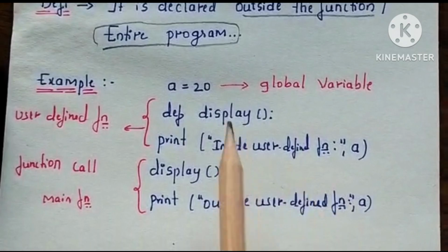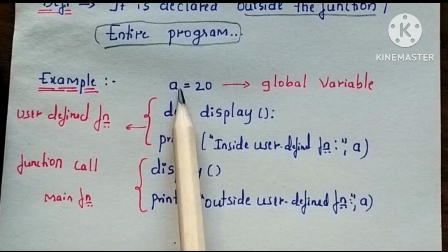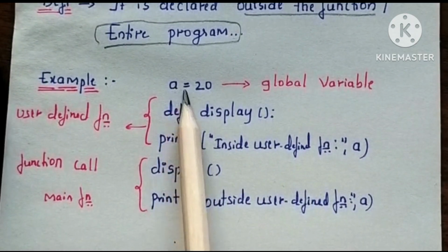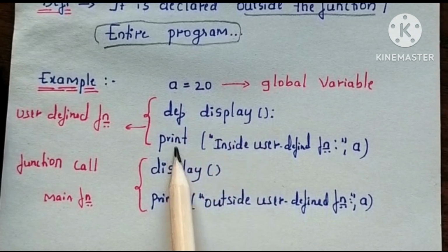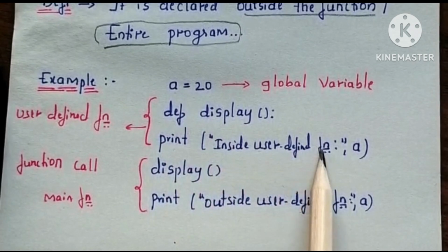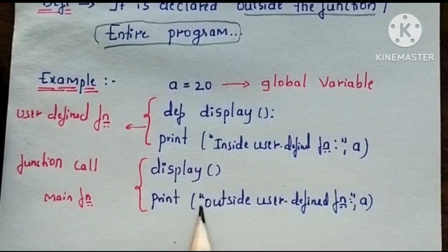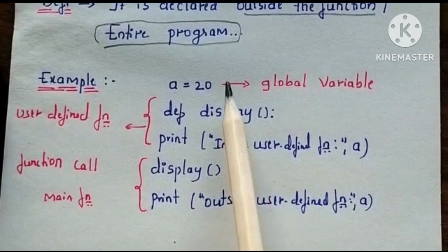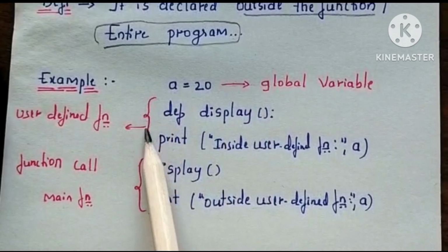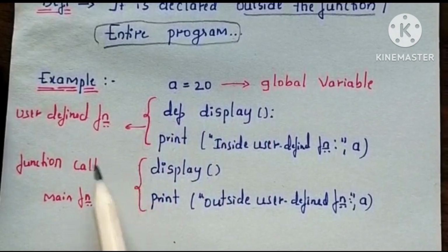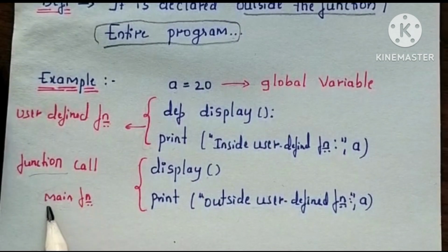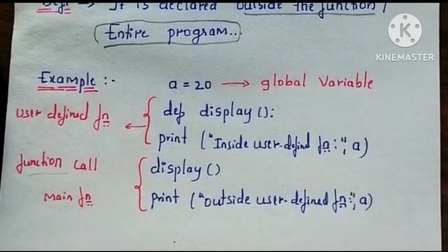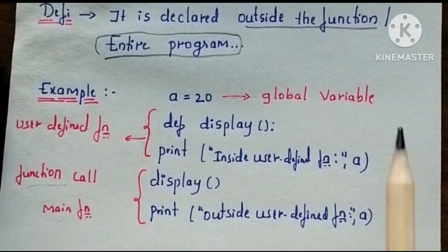So this is the example of a global variable. Initially I initialized a equal to 20. I define def display, print inside the user defined function display, and print outside of the user defined function. This is the global variable, this is the user defined function, this is the function call. Just for my reference, I wrote it as main function. Okay, now let me start.